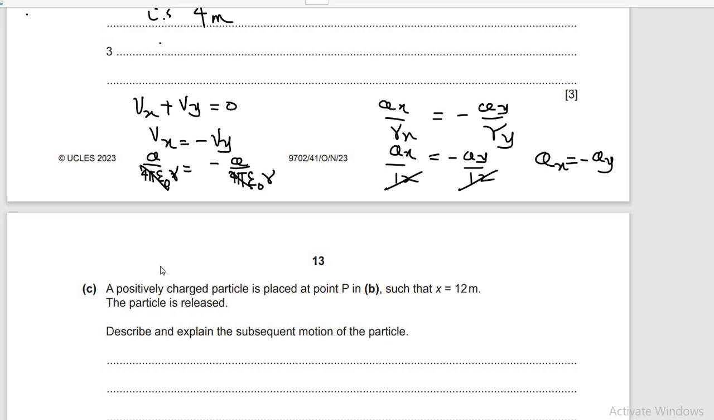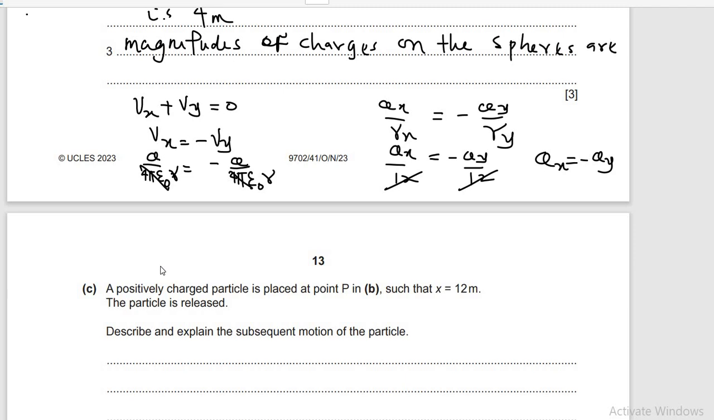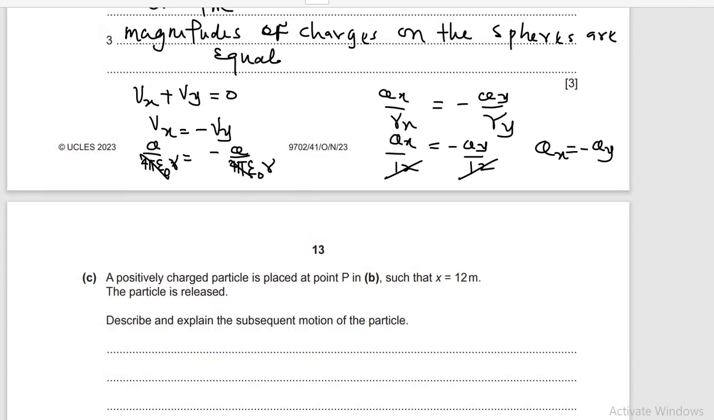So we can also say the magnitudes of charges on the spheres are equal. So these are the 3 conclusions I can see from here. Let's go to the next question.